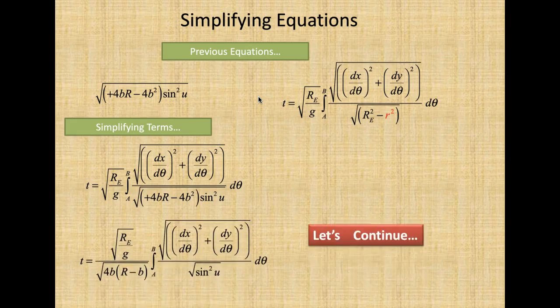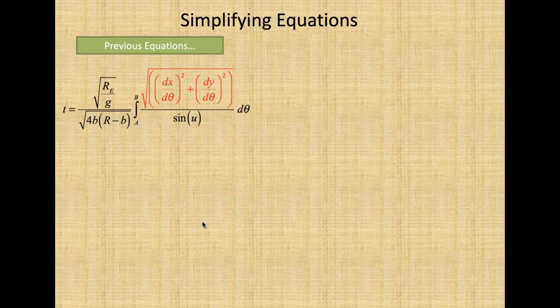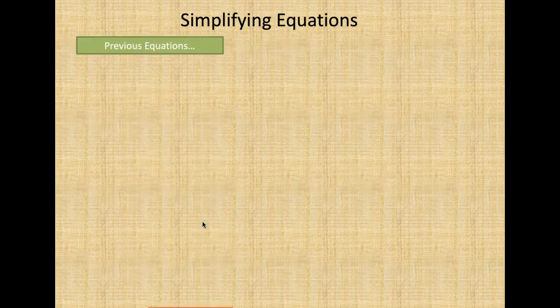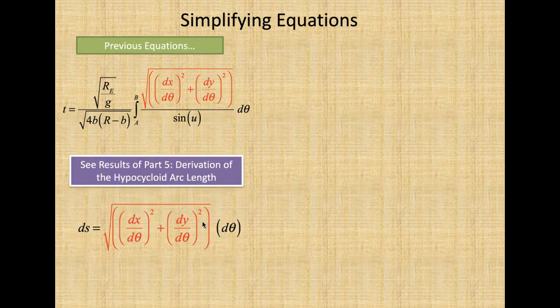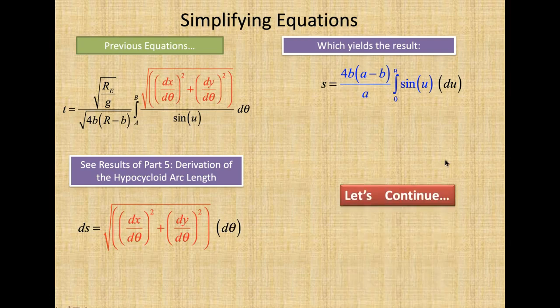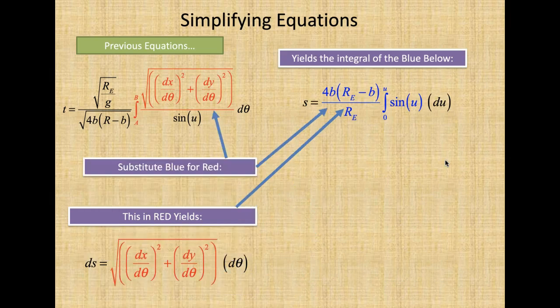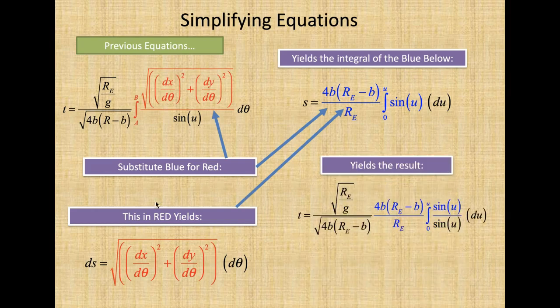Factoring out. See, we factored out the square root of this right there. There's our previous equation. See, there's our previous equation. See, the results of part 5, the derivation of the hypocycloid arc length. Well, this is the part of part 5, and that's what part 5 yielded right there. So this in red yields that in blue. And we're going to take that in blue and substitute it here in the red, which yields this. That's why I had to do this in separate videos, because it was so much calculation.